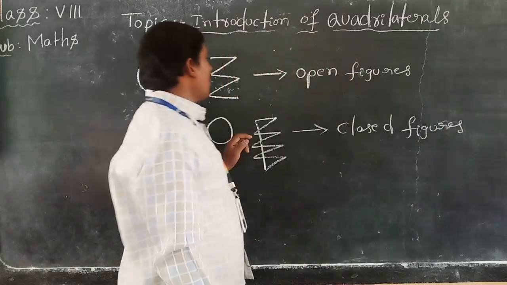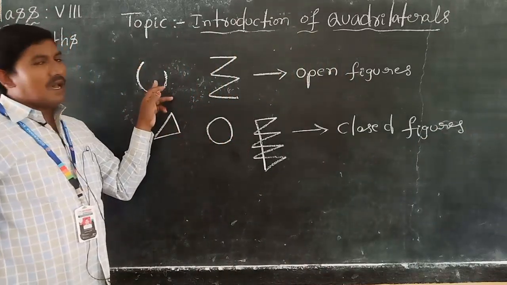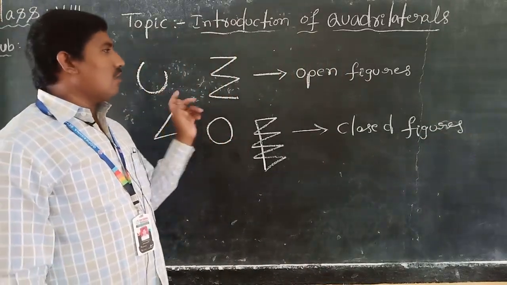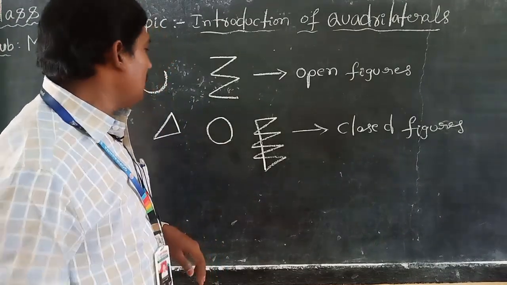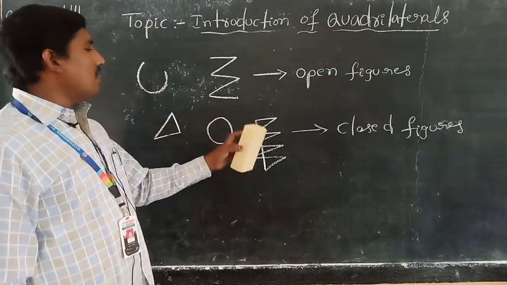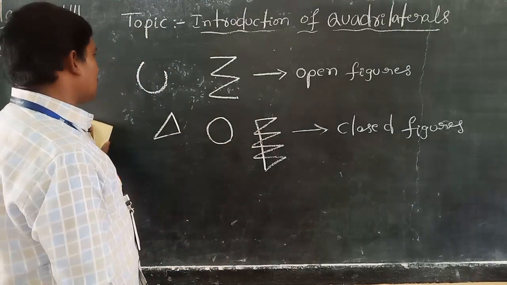Where the starting point and ending point do not coincide, those are open figures or open curves. Where the starting point and ending point coincide, those are closed figures.